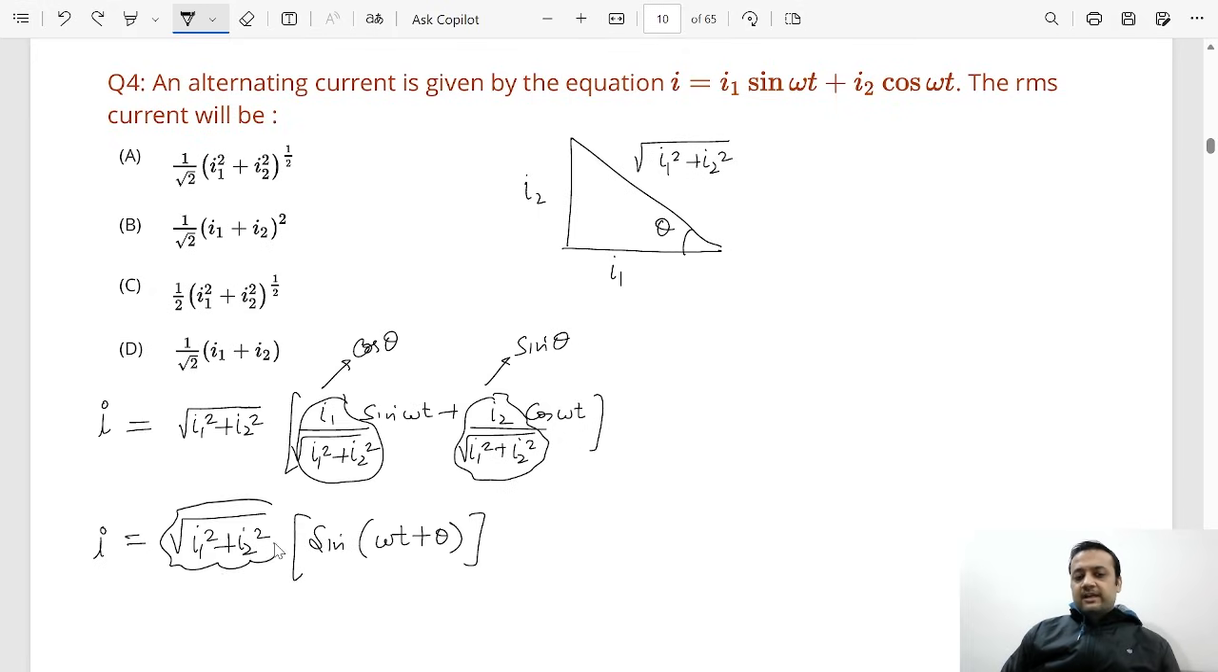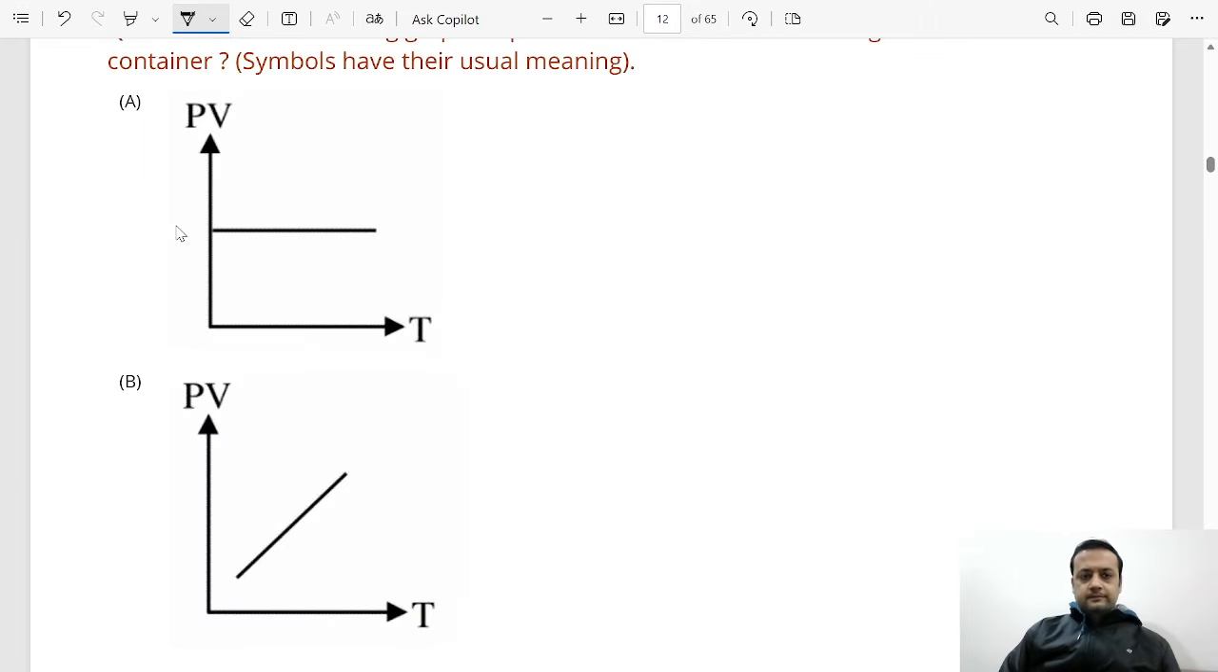and this is the peak value of that function. You know that this is the peak current. So we know that RMS current is peak current upon root 2. So the peak current is under root of I1 square plus I2 square, and dividing by root 2, the RMS current will be like this. So what is the answer? This is wrong. This is also wrong. This is also wrong. This option is correct: under root of I1 square plus I2 square by root 2. Right. Let's move on to the next question.